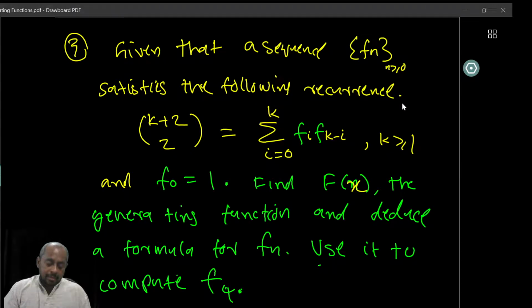And another question is that given a sequence, let's say f n, n greater than or equal to 0, that satisfies the following requirements: k plus 2 choose 2 is equal to the summation i equal to 0 to k of f i into f k minus i for every k greater than or equal to 1, and the initial condition is that f0 is equal to 1. Now find the generating function f of x and deduce the formula for f n and use it to compute, let's say, f4.